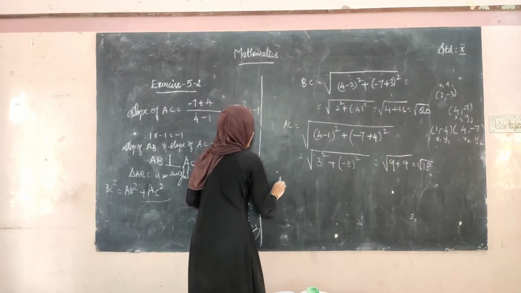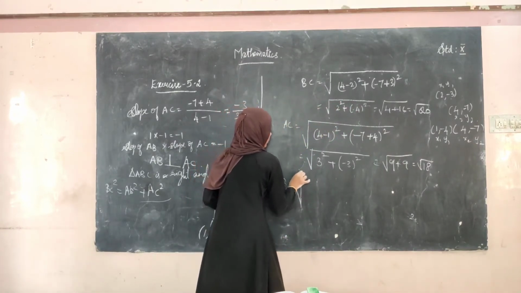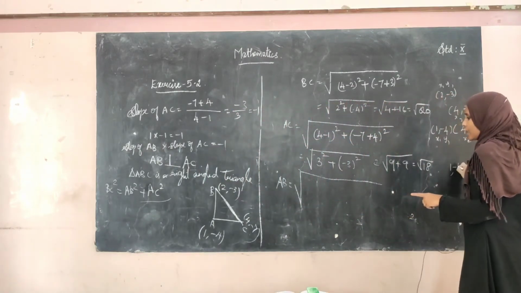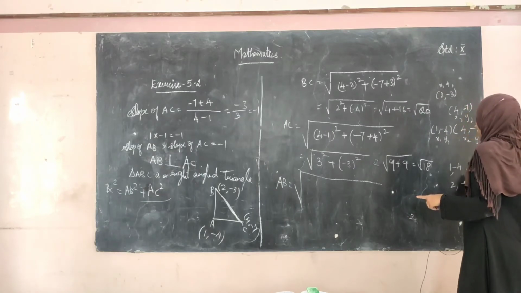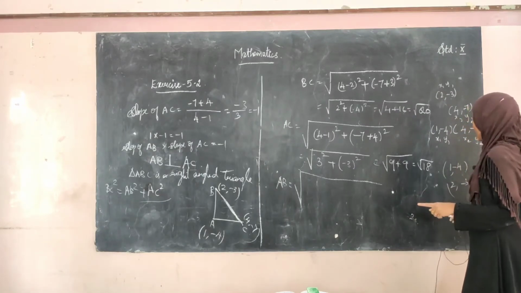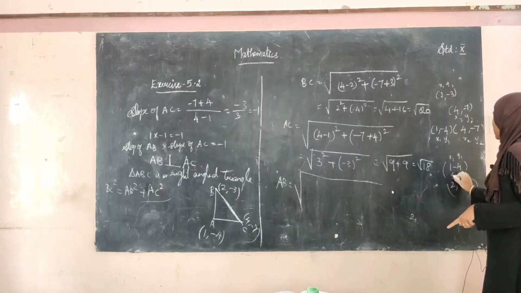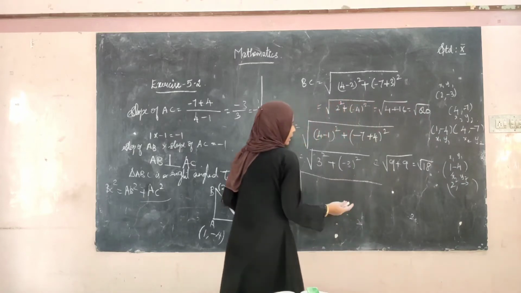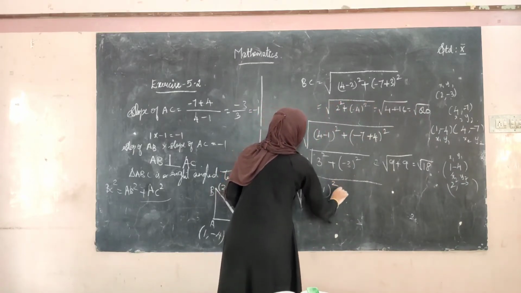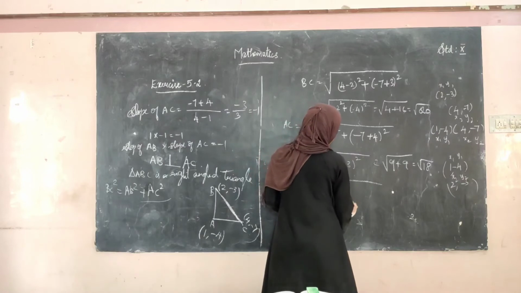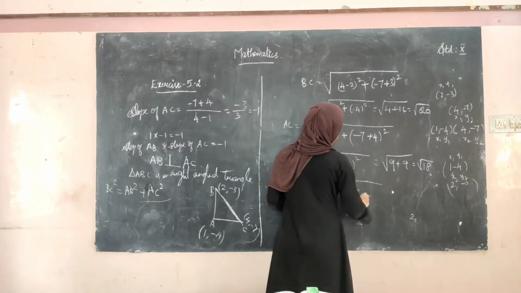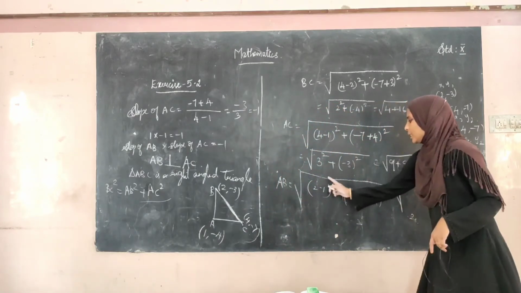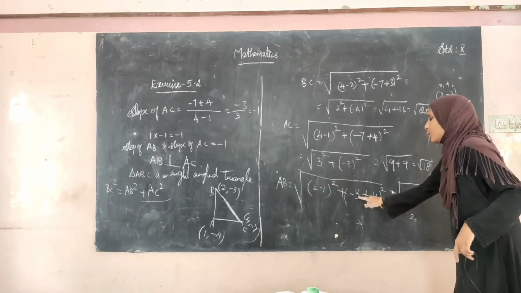Okay, now we have to find AB. Square root of. So AB, what are the points? A is 1 comma -4 and B is 2 comma -3. Yes, x1, y1, x2, y2. So the formula is x2 minus x1, that is 2 minus 1 the whole square plus y2 minus y1, which is -3 minus -4, so it is plus 1 the whole square, which is equal to square root of 1 square, so 1, plus 1 square, since -3 plus 4 is 1.